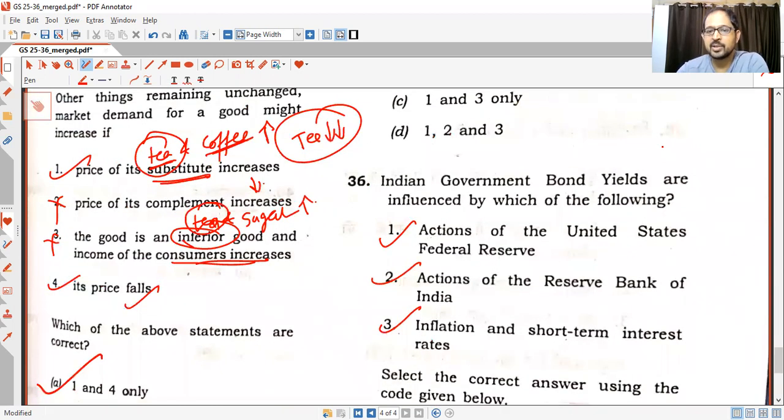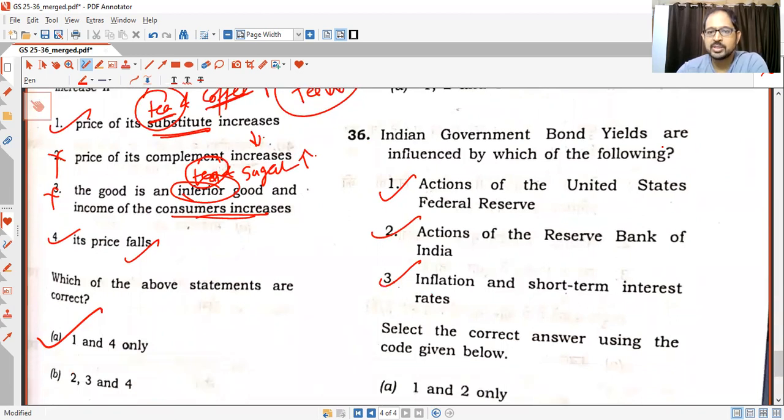Last question, question number 36. Indian government bond yields are influenced by which of the following? First, action of the United States Federal Reserve. In general, when there is any action by the US Federal Reserve, it should not impact the government yield. But what happens is it affects Indian markets. If the US Federal Reserve imposes a restrictive policy, that will affect Indian markets. So when Indian markets are affected, bond yield will get affected. So point number 1 is correct.